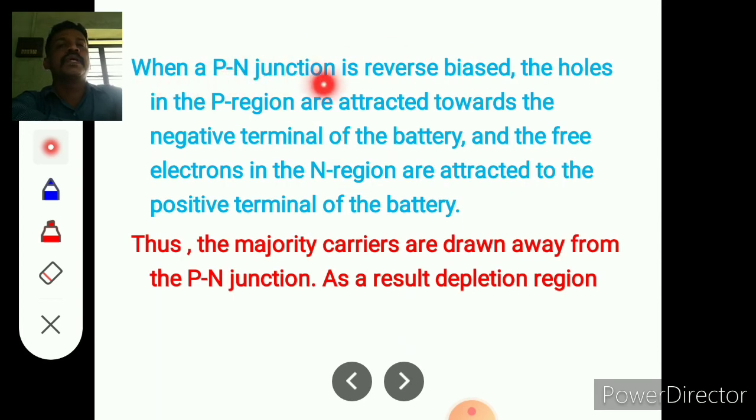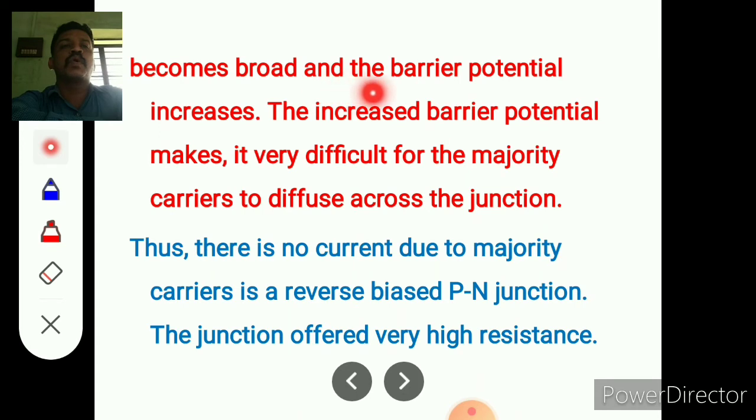When a PN junction is reverse biased, the holes in the P region are attracted towards the negative terminal of the battery, and the free electrons in the N region are attracted towards the positive terminal of the battery. Thus, the majority carriers are drawn away from the PN junction. As a result, the depletion region becomes broad and the barrier potential increases. The increasing barrier potential makes it very difficult for the majority carriers to diffuse across the PN junction. Thus, there is no current due to the majority carriers in a reverse biased PN junction.